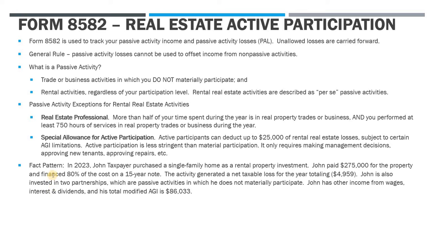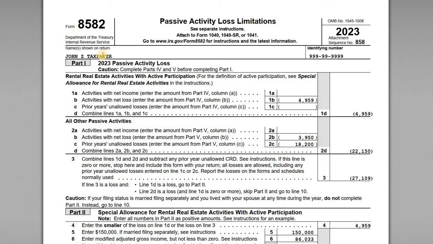All right, so let's have a look at the fact pattern, and then we'll get into the return. So in our fact pattern here, we have John, taxpayer. He bought a single-family home as a rental property investment. He paid $275 for the property, and he financed 80% on a 15-year note. Now, during 2023, the activity generated a net taxable loss of $4,959. John is also invested in 2 partnerships, which are passive activities. John has some other income from wages, interest, and dividends, and his total modified AGI is $86,033. All right, so let's have a look at the 8582.